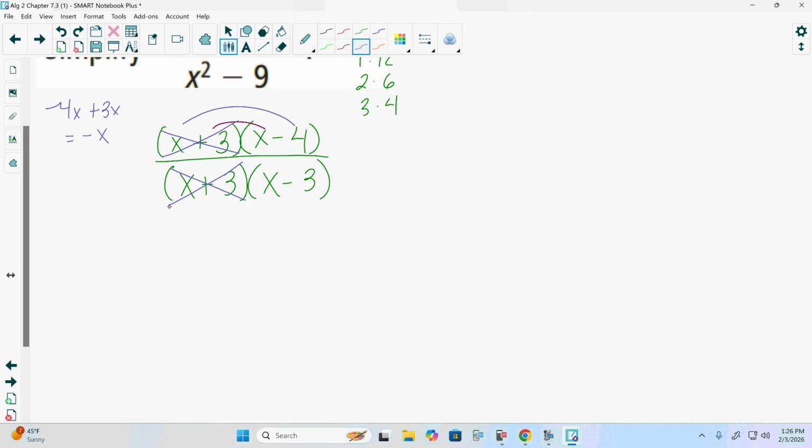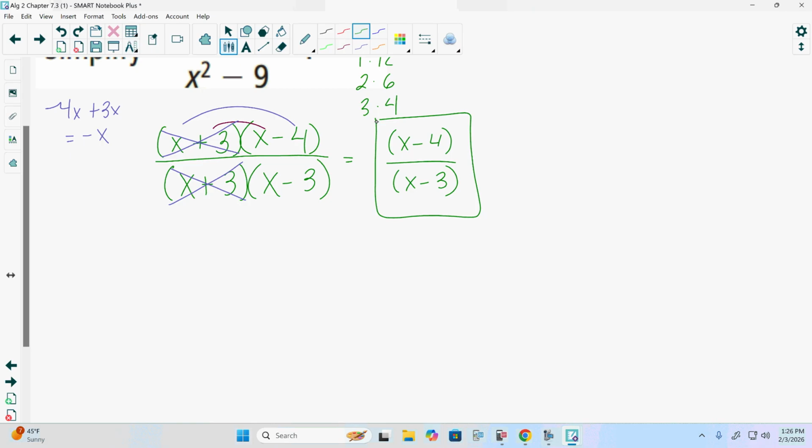Now, since we do have x plus 3 in common on top and bottom, they would cancel out, telling us that we have x minus 4 over x minus 3. Questions on this here? Yes, the parentheses aren't necessary on top and bottom. We could just have x minus 4 over x minus 3.